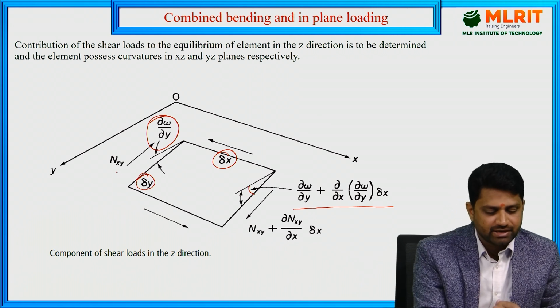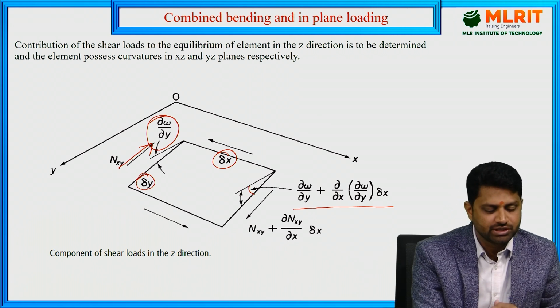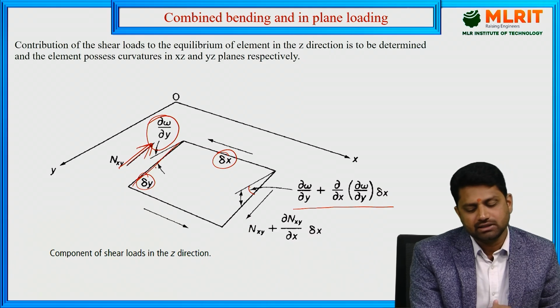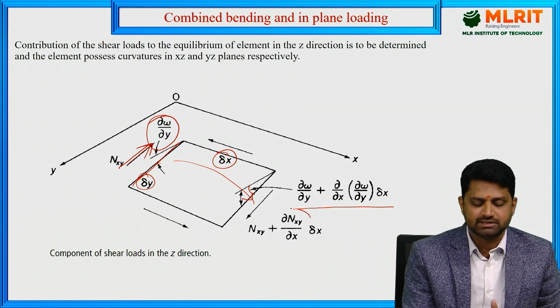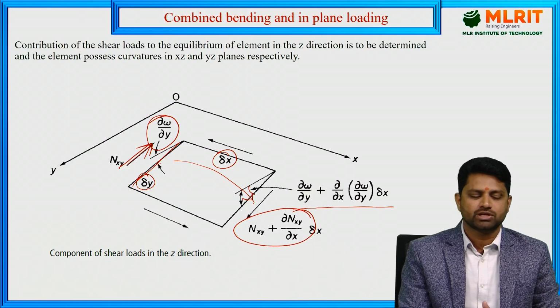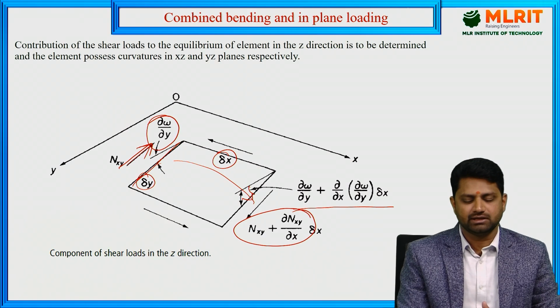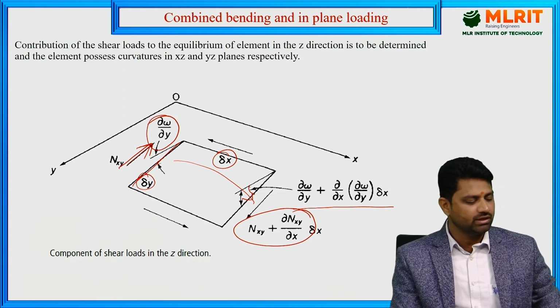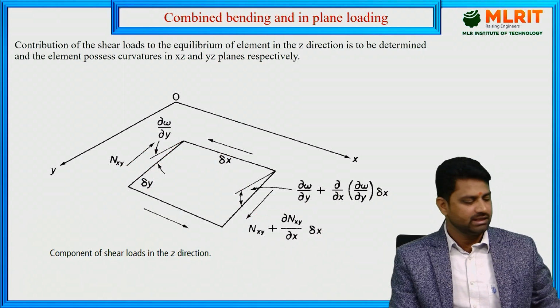So Nxy is the shear load acting on this edge, and on the other edge opposite to it the shear load is Nxy plus ∂Nxy/∂x into delta x. So this is the shear load acting on the opposite edge. Okay, and now for this diagram we have to consider the equilibrium.